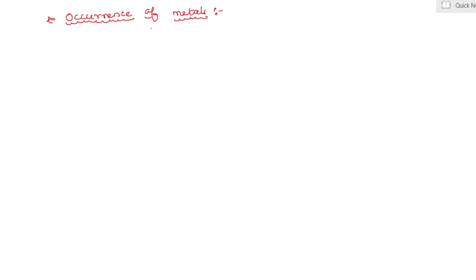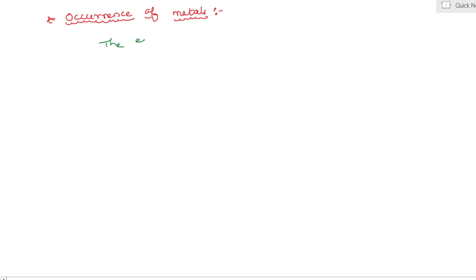The elements or compounds which occur naturally in the earth crust are known as minerals. Yes, what is a mineral? The elements or compounds which occur naturally in the earth crust.